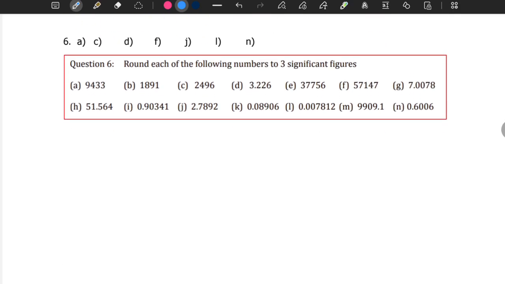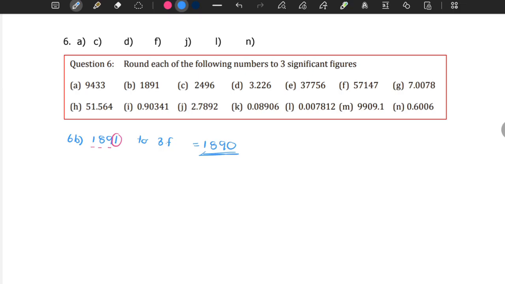Okay, and then for number 6, round each of the following questions to 3 significant figures. I can try number 6B likewise. So we have 1,891 to 3 significant figures. Again, 1, 2, 3, and then the number to the right, that's 1, which is less than 5. So that becomes 1,890.